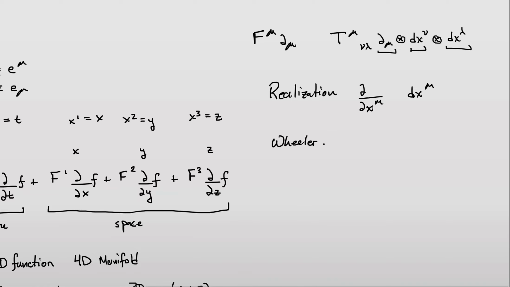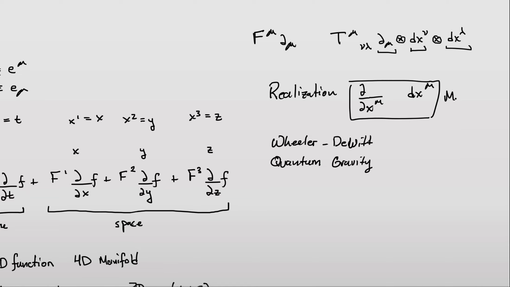Wheeler-DeWitt equation, if I could spell this. We need it for understanding quantum gravity, right? If we can make this realization, we can begin to understand that this is the manifold basis. This is the manifold basis.